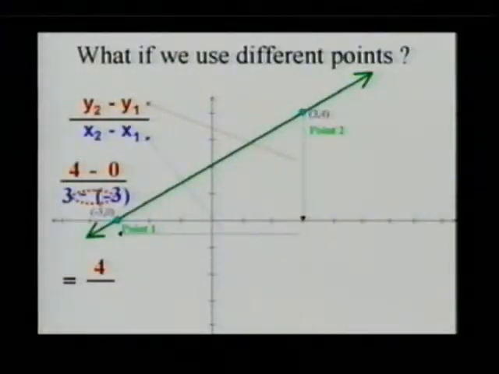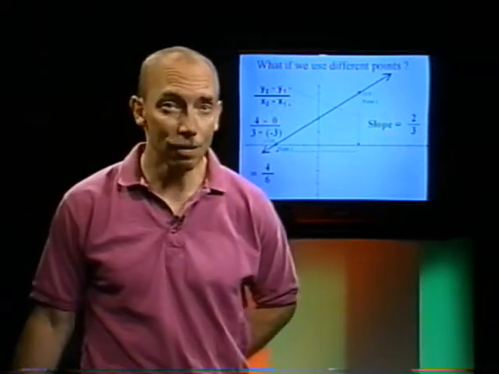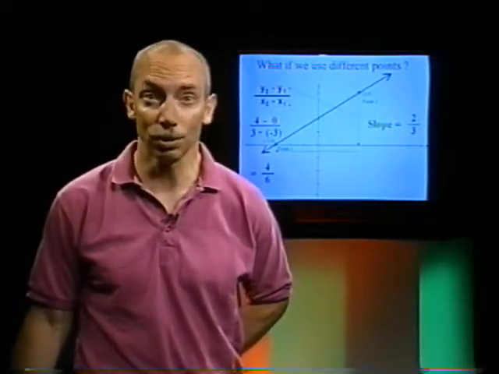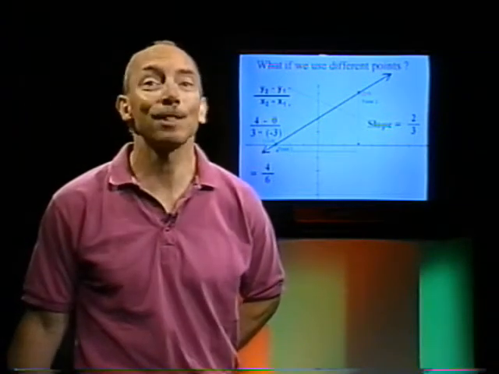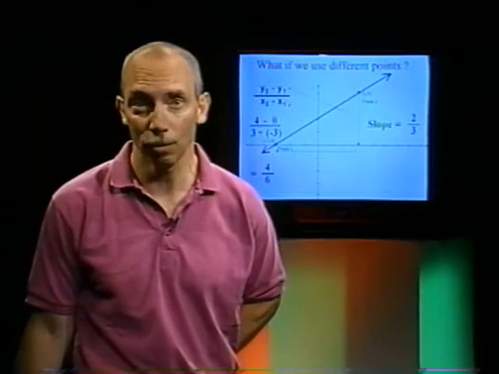3 minus negative 3 is 6. And guess what? If you reduce 4/6, you still get 2/3. So as long as you do your calculations correctly, it doesn't matter which two points you use. Nothing's going to matter. Okay? Of course, you'll have to memorize that formula. Okay?